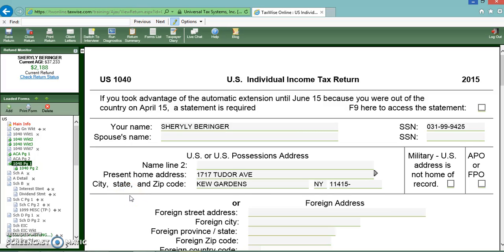In this video, we're going to be looking at the Cheryl Beringer return, but we're only going to be looking at the earned income credit portion of it. The rest of the return is pretty simple. You should know how to do it already.